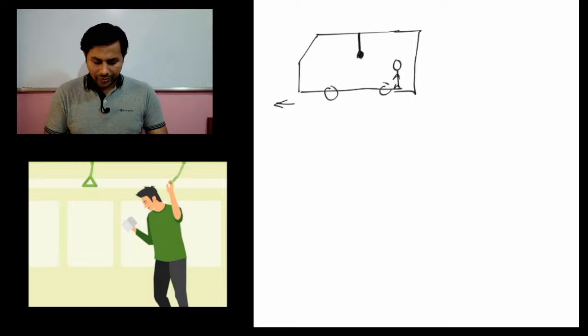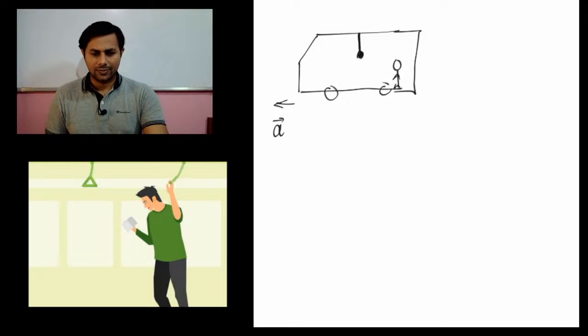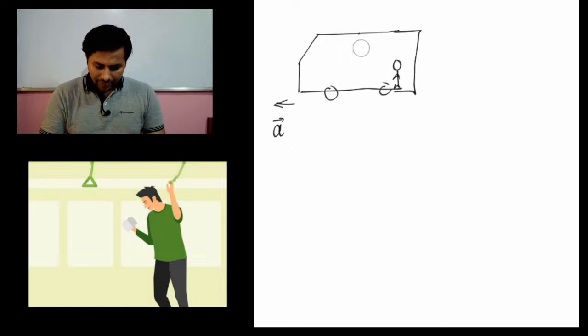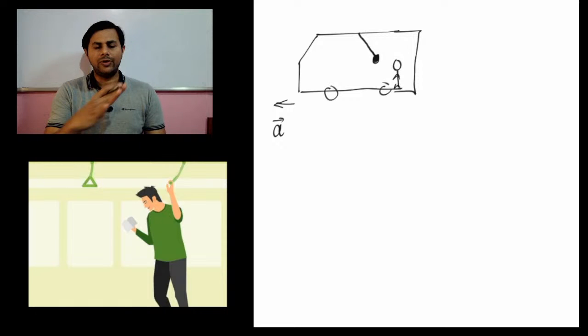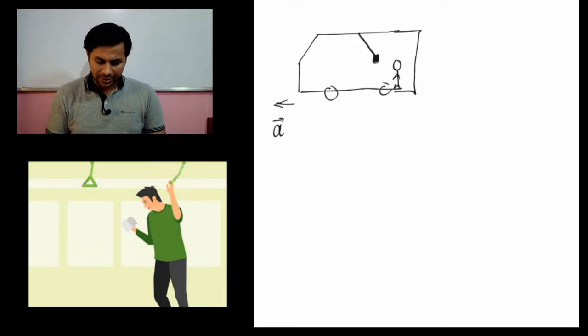But now let's suppose this bus accelerates in the forward direction. So what will happen? This pendulum, the string connected to the ball, will swing like this, in the opposite direction. And if this bus keeps on moving with constant acceleration a, then this pendulum will come to rest at some position.